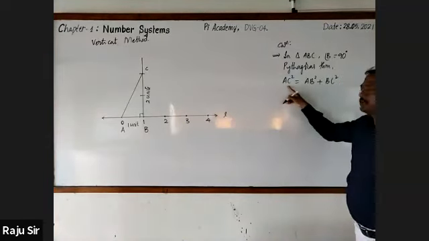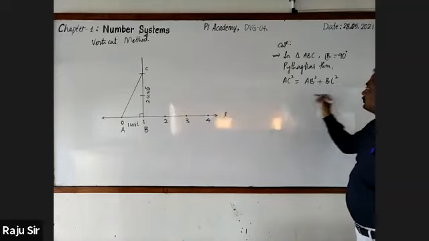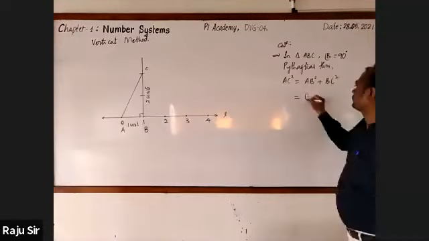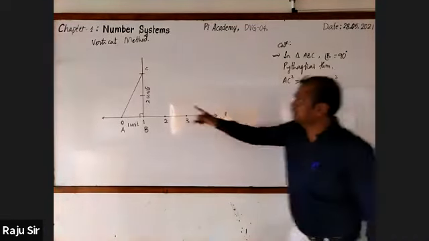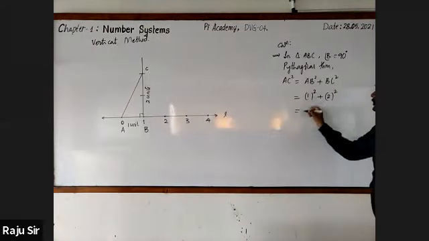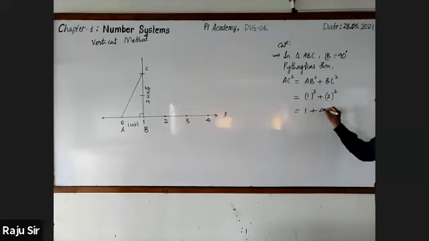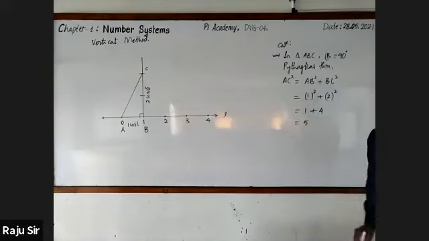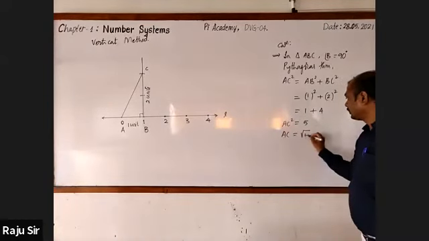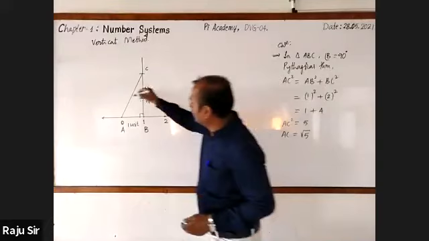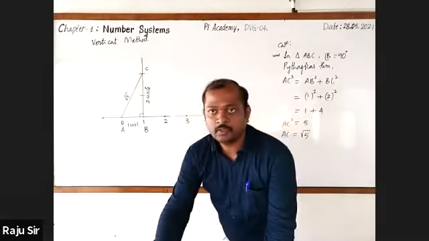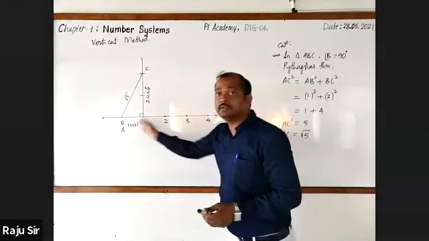The square of the hypotenuse is equal to the sum of squares of the other two sides, where AB is 1 unit and BC is 2 units. And 1 square is 1, 2 square is 4, 1 plus 4 is 5. AC square is 5, AC equals root 5. Hope that you have written root 5 here. But this root 5 should be represented on the number line.